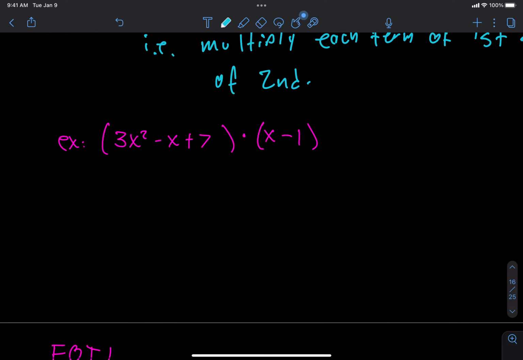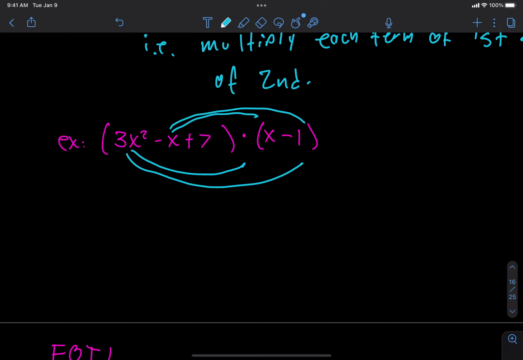Well, you can kind of think about it like this. We're going to do 3x squared times x, 3x squared times negative 1. We're going to do negative x times x, negative x times negative 1. And we're going to do plus 7 times x and plus 7 times negative 1. So we need to multiply every term times every term. So first we get 3x cubed. That's from 3x squared times x.